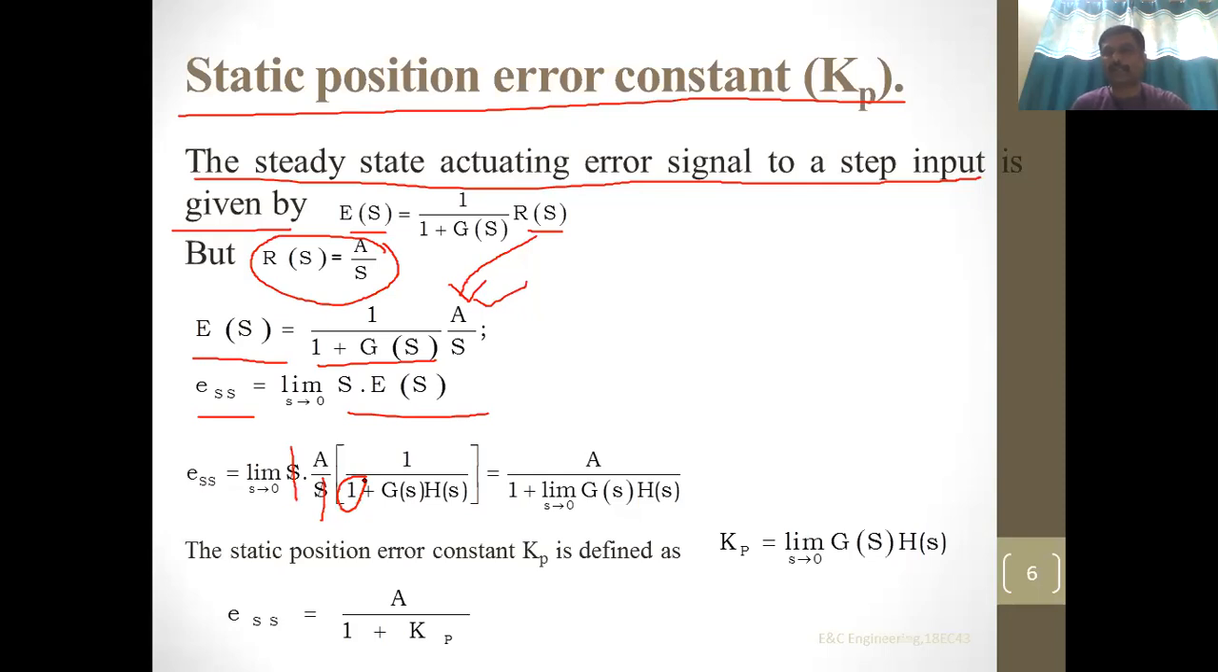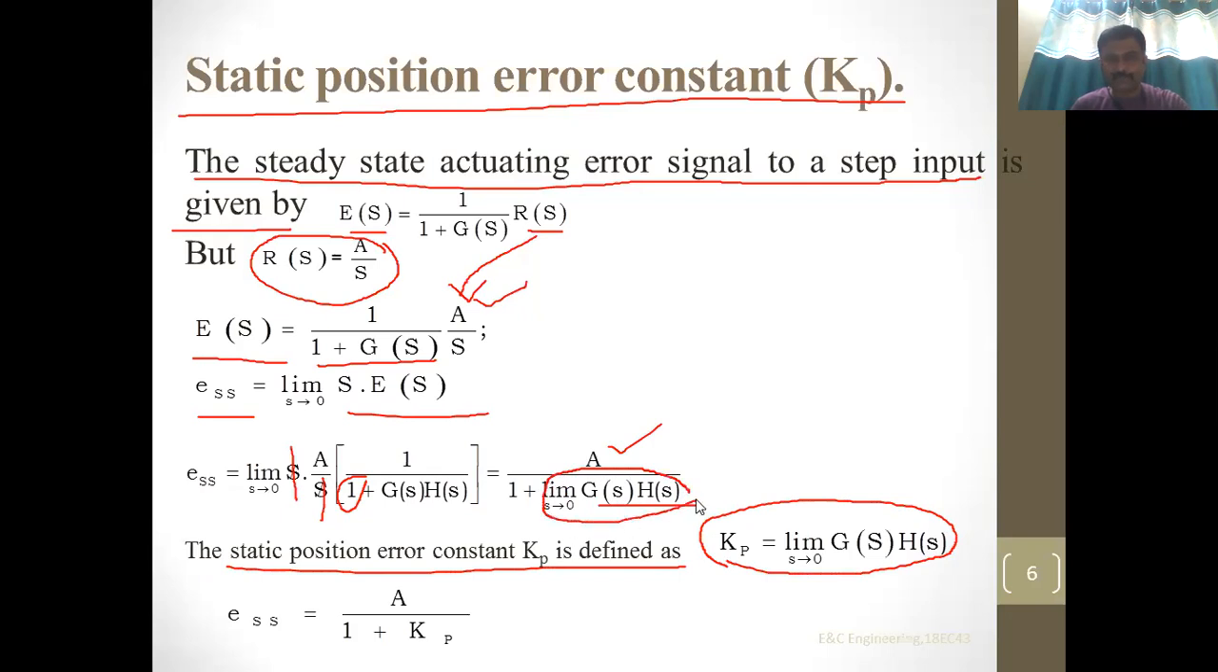Thereby I can remodify or rewrite this. How do I write this? A divided by 1 plus limit s tends to 0 G of s into H of s. Is it fine? Next I shall define Kp, that is position error constant. The static position error constant Kp, in the next step, is defined as Kp is equal to limit s tends to 0 G of s into H of s. Notice this entire thing I can replace with Kp, the position error coefficient, which comes into the picture when the applied input is step input.